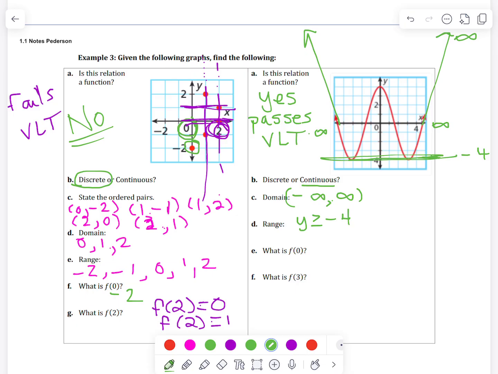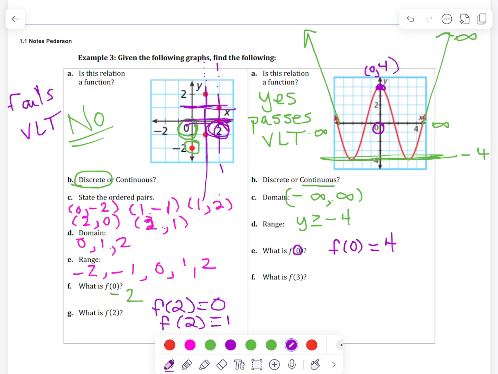Now f of 0 equaling 4. So what we do is we go to 0 on the x-axis. So here's 0. And we go up and find that curve. Here it is. And that ordered pair is over 0 up 4. So what is f of 0? So f of 0 equals 4.